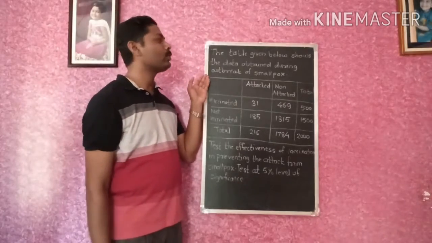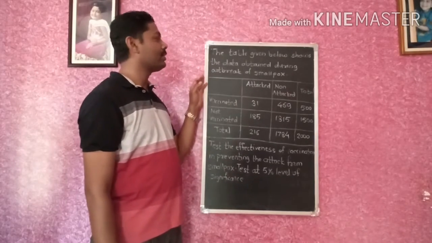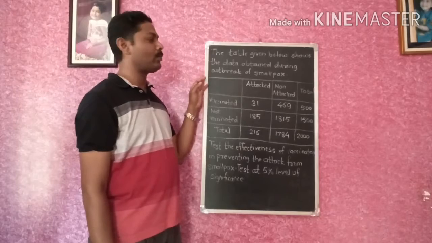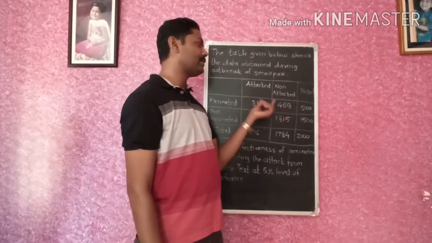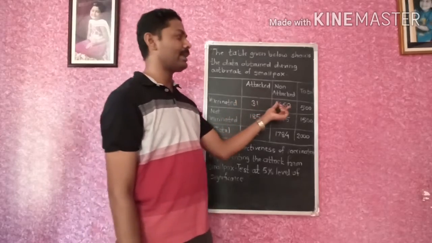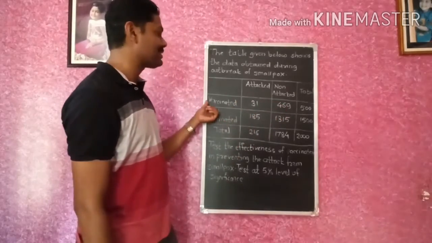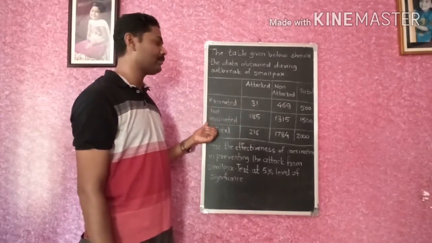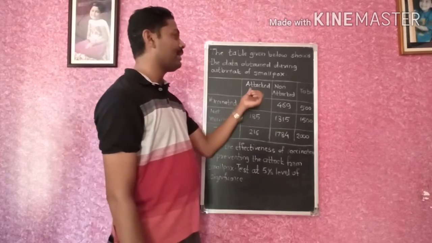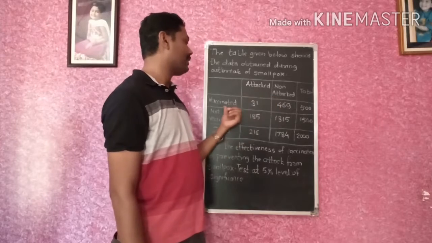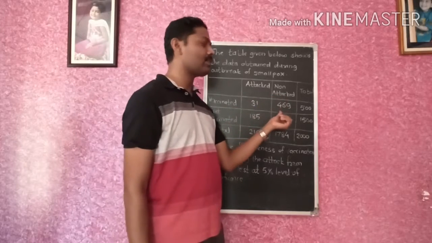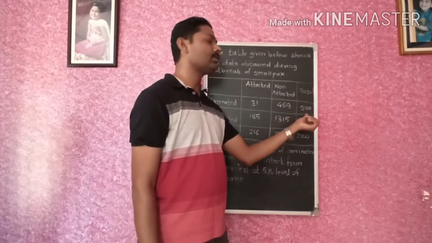Okay, let us consider the first example of the chi-square test. The table given below shows the data obtained during an outbreak of smallpox. Attacked, non-attacked: attacked by smallpox, non-attacked by smallpox; vaccinated, not vaccinated. Vaccinated and attacked: these are 31. Vaccinated but not attacked: these are 469. Total is 500.